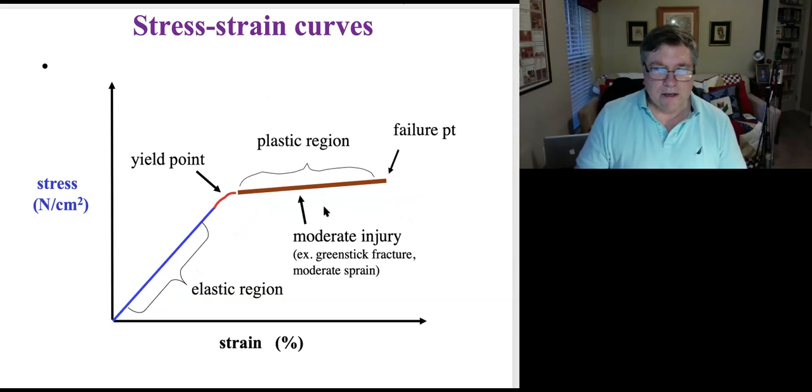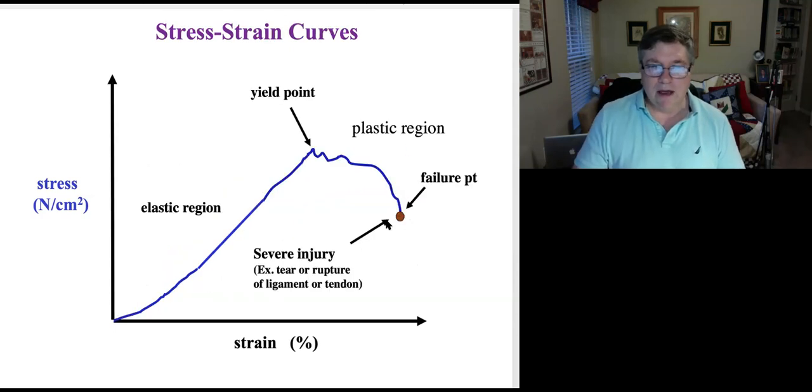Okay. So a moderate injury like a green stick fracture or a moderate sprain occurs in that plastic region. That's past the yield point, whether it's a tendon, ligament, or bone. A failure point means the material is completely broken. If it's a muscle, it's a complete tear. If it's an anterior cruciate ligament, it's a tear or a class 3 sprain. If it's a tendon, this is a tear or a class 3 strain with a T. If it's a bone, it's a complete fracture. It could be simple or it could be compound.